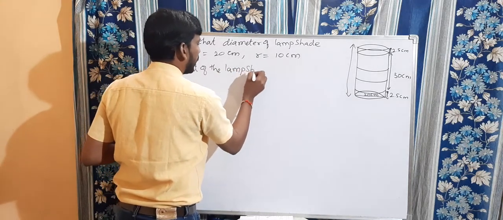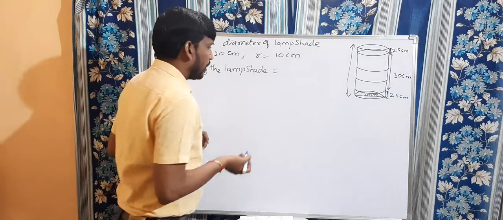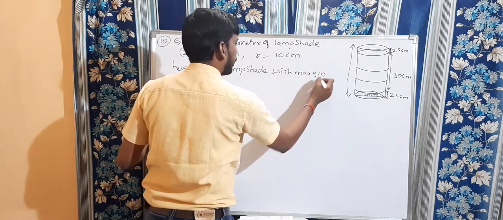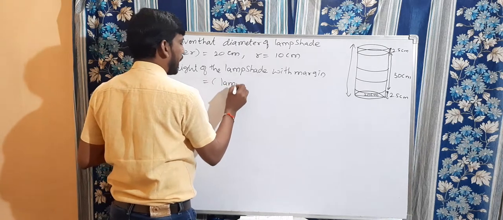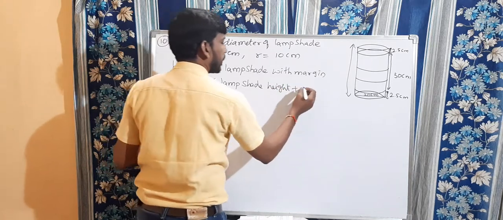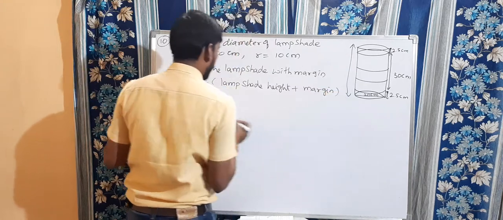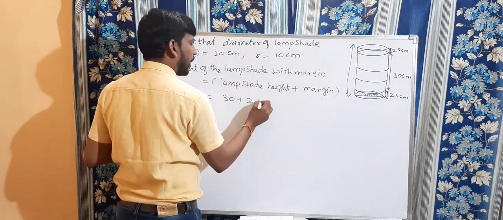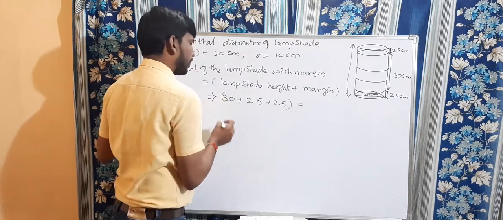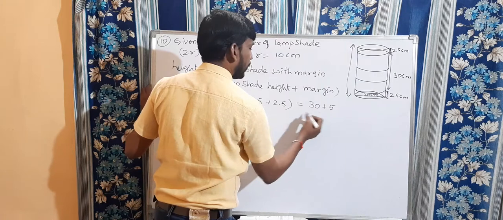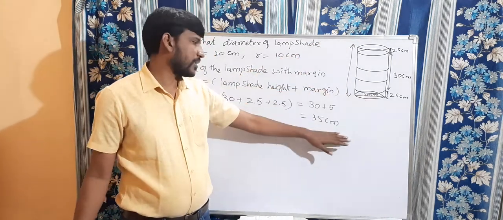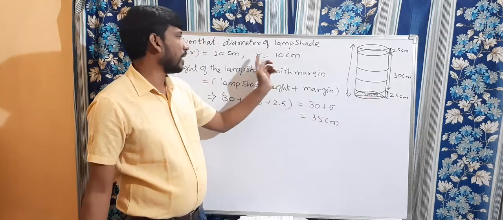Then height of the lampshade with margin, you can understand better, which is equal to lampshade height plus margin, which is equal to 30 centimeters plus 2.5 at the top and 2.5 at the bottom. Now 30 plus 2.5 plus 2.5 is 5, which implies 35 centimeters. Now we got the total height of the lampshade is 35 centimeter, and diameter is 20 centimeter. From that radius is equal to 10 centimeter.